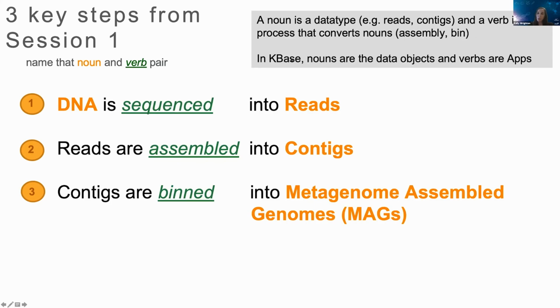In KBase parlance, nouns are going to be your data objects, and Alicia and your TAs will show you where those data objects are. In KBase parlance, the kind of tools or the verbs that we're going to be talking about, those are apps. And there's many different apps for a single verb. So we discussed there's many different assemblers and there's many different binners.